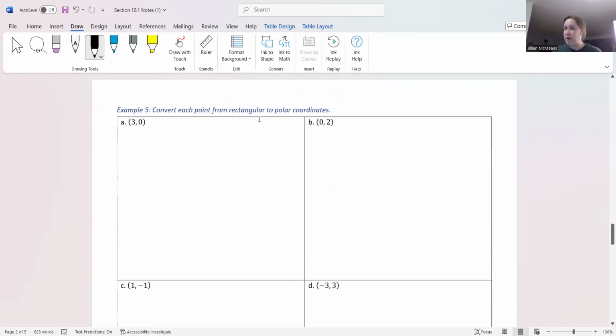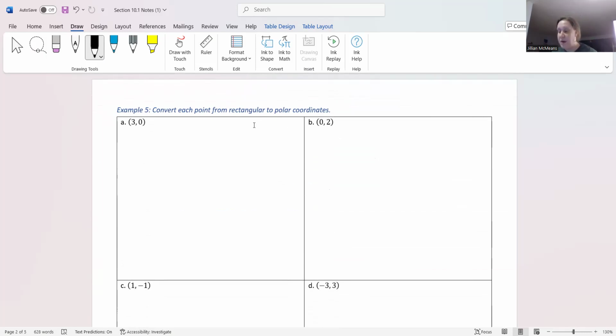Now, I gave you two weird ones at first, very much on purpose, okay? Especially B. B is real wacky, but we're super smart mathematicians. We've got this, okay? So example 5 says convert each point from rectangular to polar coordinates. Done. Let's do it, okay?